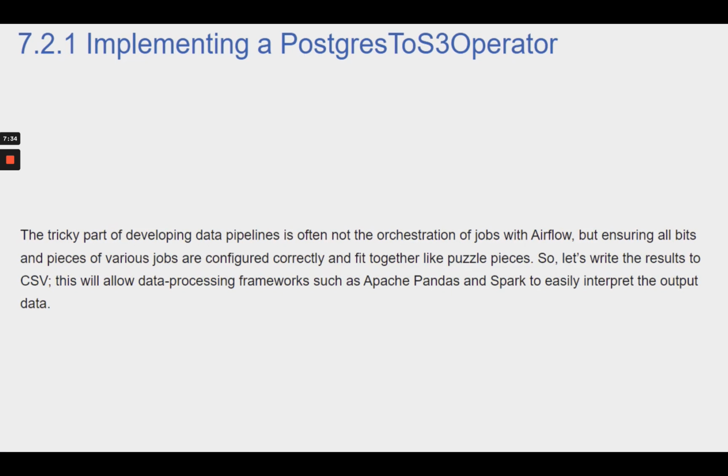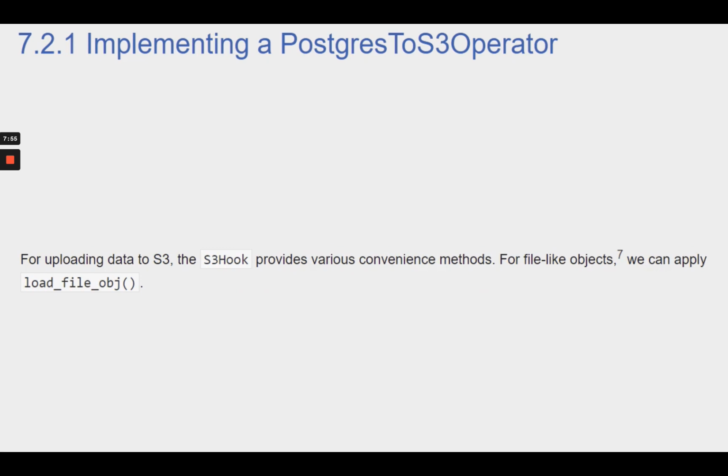The tricky part of developing data pipelines is often not the orchestration of jobs with Airflow, but ensuring all bits and pieces of various jobs are configured correctly and fit together like puzzle pieces. So, let's write the results to CSV. This will allow data processing frameworks such as Apache Pandas and Spark to easily interpret the output data. For uploading data to S3, the S3 hook provides various convenience methods.